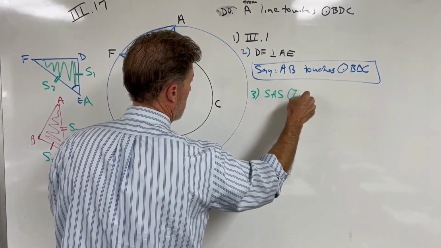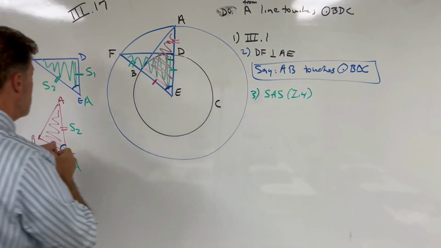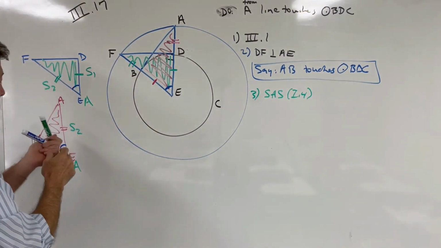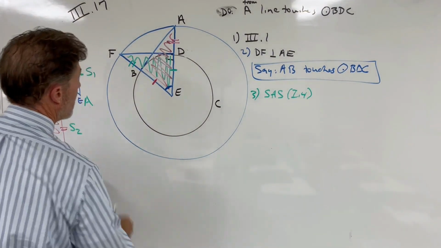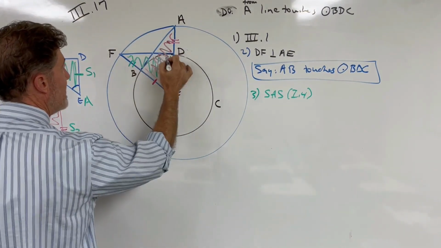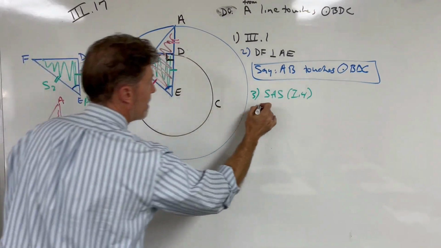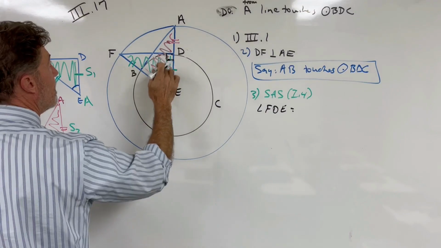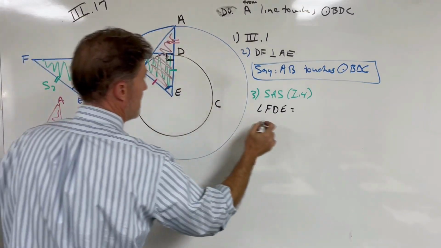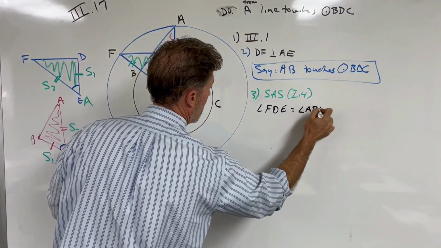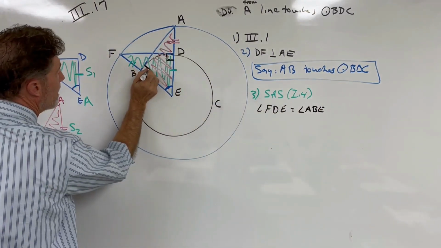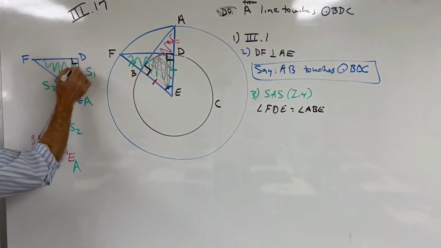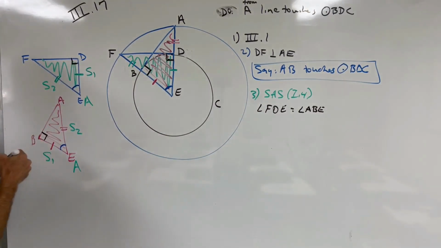And that's, of course, book 1, prop 4, that lets us show that these triangles are equal, the base equal to the base, and all the corresponding parts. In particular, the angle here, FDE, is equal to the angle here, ABE. So this right angle is equal to this right angle.